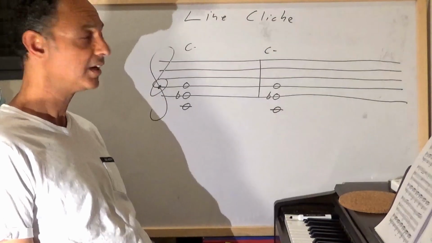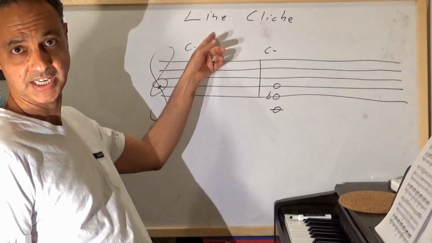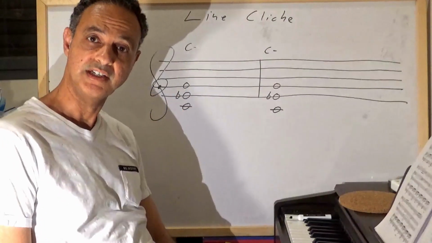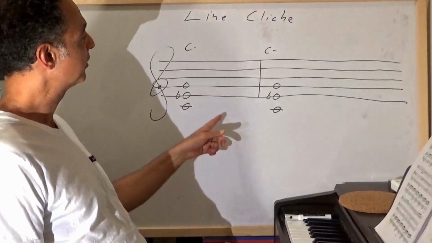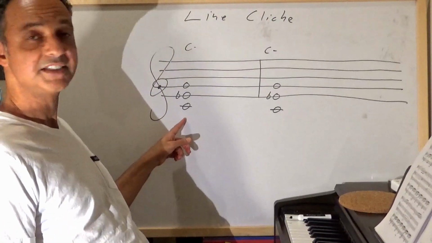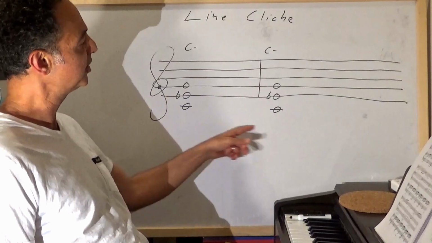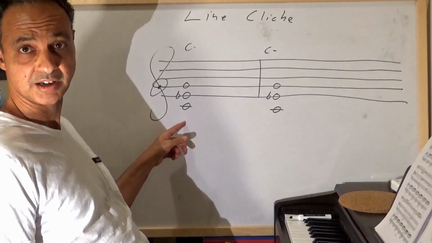In this video, I will talk about the line cliche. What is the line cliche and when can we use it? Let's take a look here on the board. We have the C minor chord for two measures. And it sounds like this.